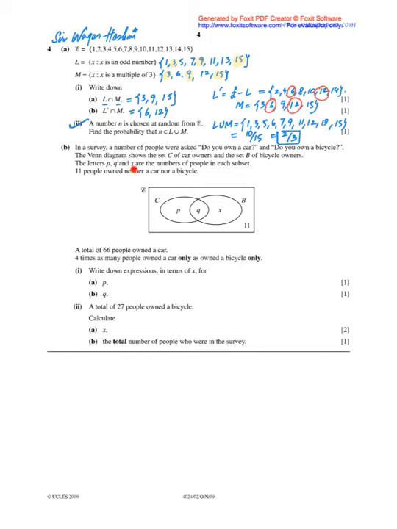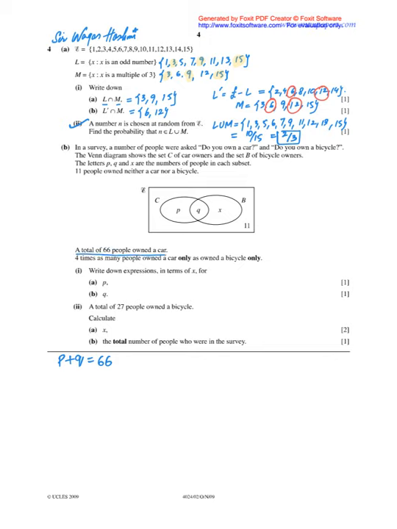The letters P, Q, X are the number of people in each subset. 11 people own neither a car nor a bicycle. A total of 66 people own a car. So if I talk about the number of persons who own a car, I'm talking about this shaded circle, right? Just for the explanation, that is basically car. So I can say that P plus Q equals 66. That is meant by this statement.